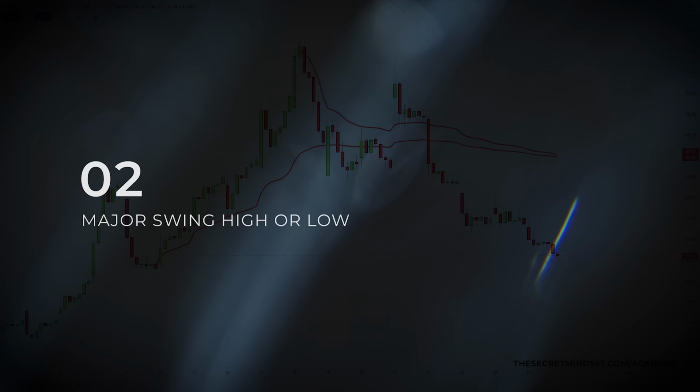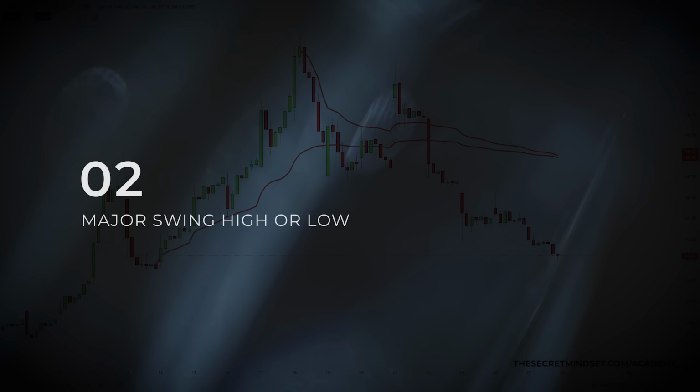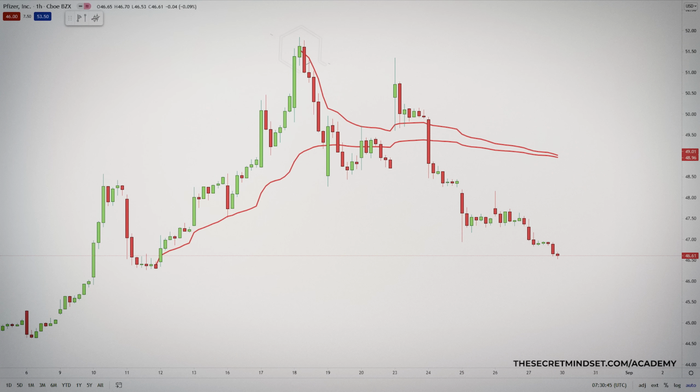Second, a major swing high or low. Many VWAP trading strategies involve looking for the best prices to enter or looking for value.